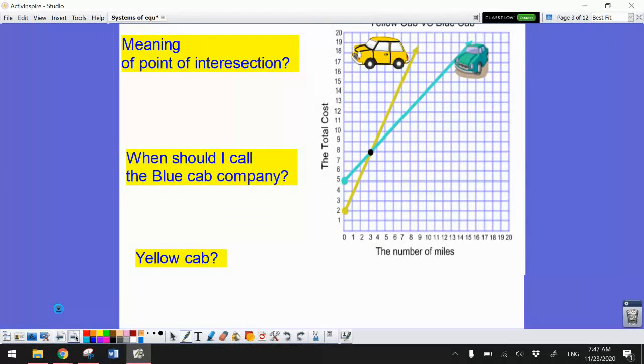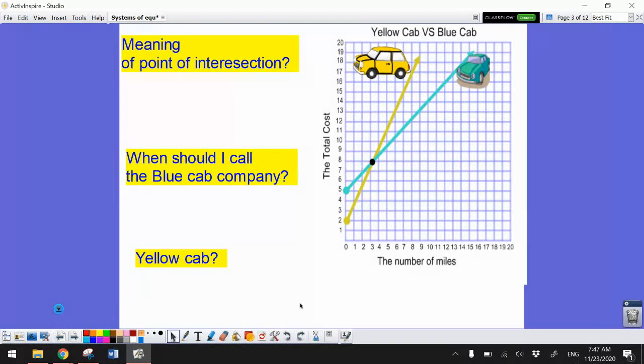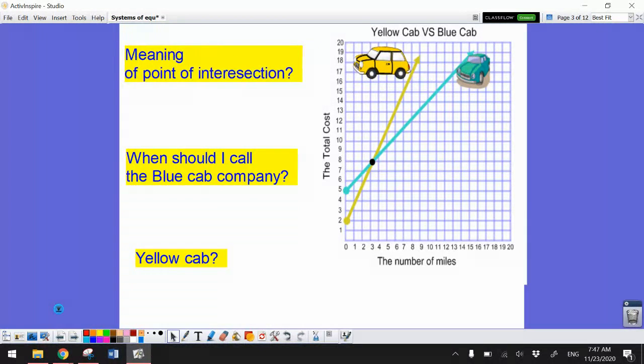Okay, let's take a look at this taxi cab problem. And we have looked at this cab problem before in some cases. We've used it a few times to do some compare and contrast. So if you remember, the point of intersection is where things are equal, okay? Where things are equal. So in this case, since our intersection is here, and that is 3, 8, we have miles and we have money. So that means that it's the same price at 3 miles, and it's going to cost $8.